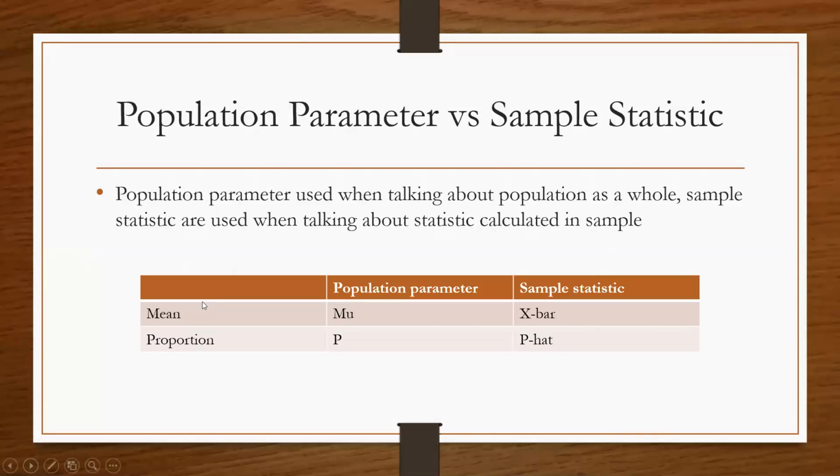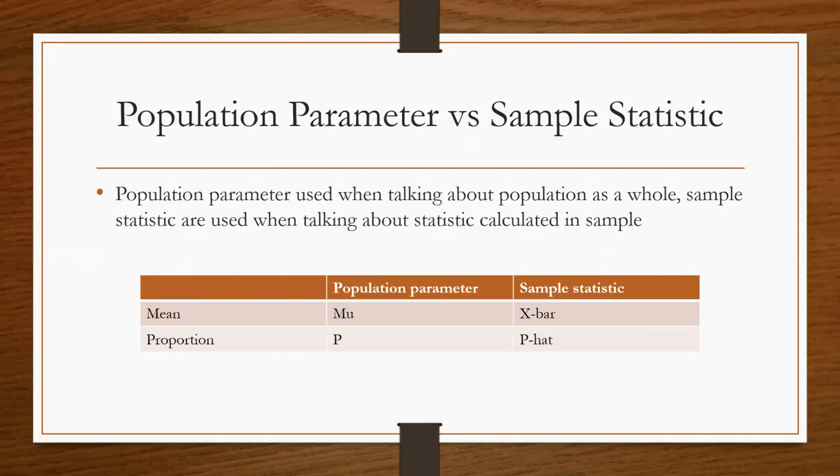All right, so population parameter versus sample statistic. There was a little bit of confusion about that, so I just put this little thing in here quickly. So population parameter is used when talking about the population as a whole, and you only really use the sample statistic when you're talking about a statistic that's calculated in the sample. I hope that makes a little bit more sense.